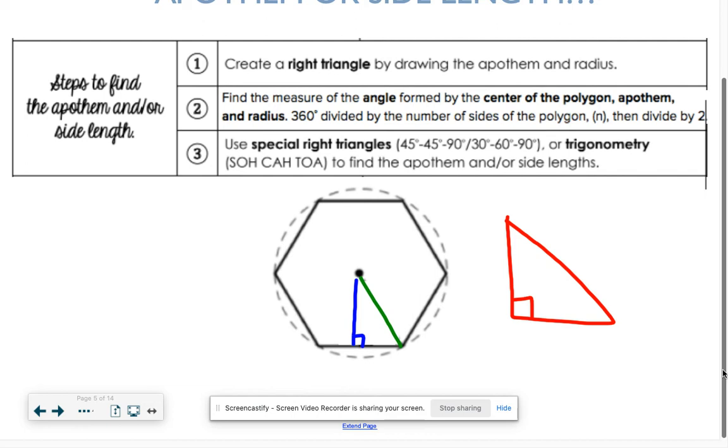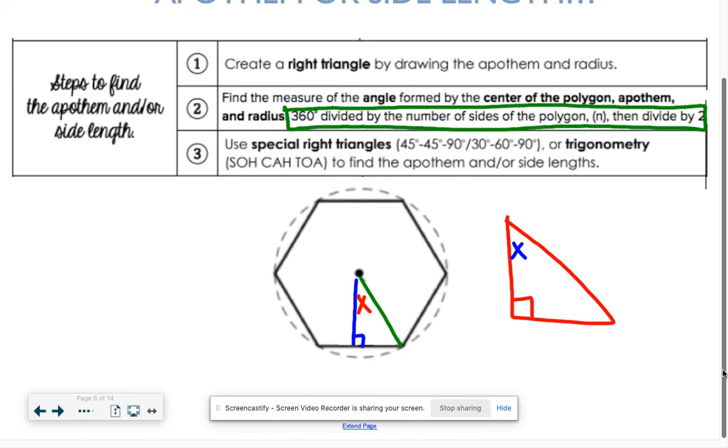Number 2 says find the measure of the angle formed by the center of the polygon, the apothem, and the radius. So we are looking right now for this angle right here, the angle in a different color. Okay, how do we do that? Well, highlight this for me. This is gold. This is what we need to do.